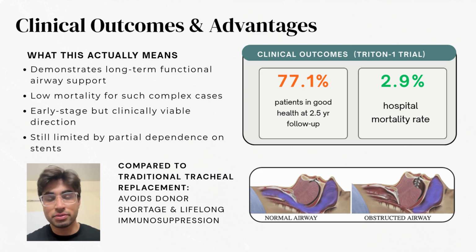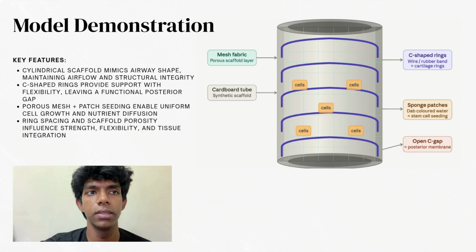Clinical data shows that 77% of patients remained in good health at 2.5 years, with a low hospital mortality of just 2.9%, which is significant for such a complex tracheal condition. This suggests that the implant can provide stable and functional airway support, although the outcomes are still limited by partial dependence on stents. This diagram shows a simplified model of a tissue-engineered airway.